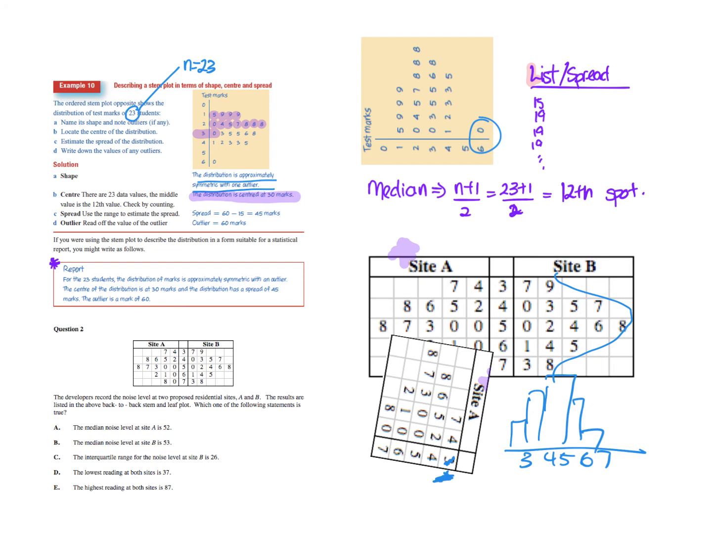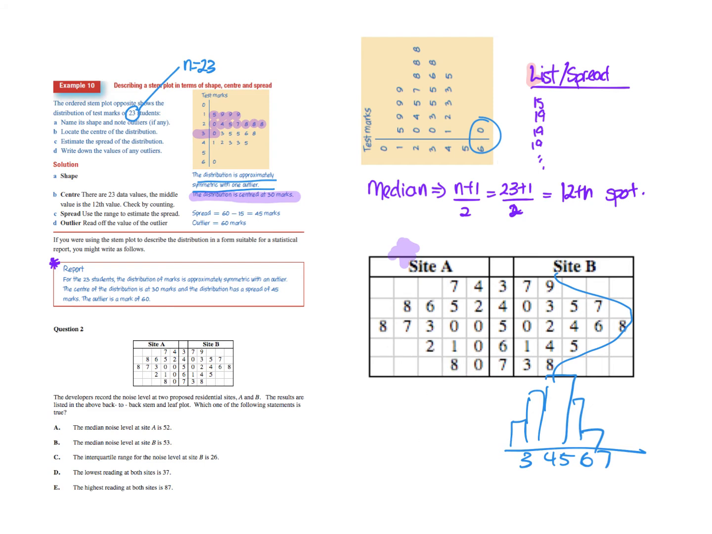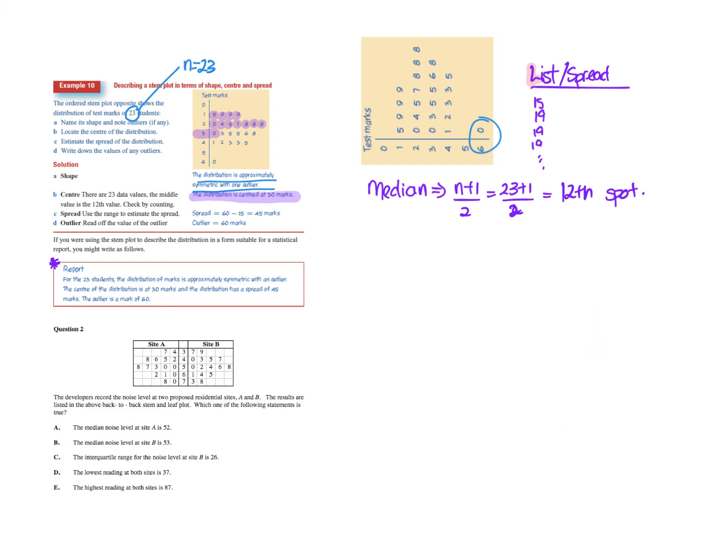Let's go and do the question here though. So the developers record noise level at 2 proposed residential sites, A and B. The results are listed and the back-to-back stem and leaf plot is done. So the median noise level at A is 52. This is where we need to see how many numbers we've got.